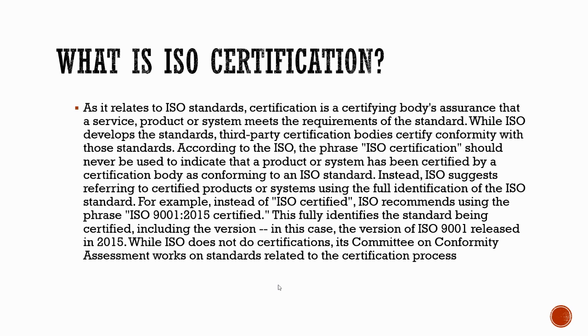Instead, ISO suggests referring to certified products or systems using the full identification of the ISO standard. For example, instead of ISO certified, ISO recommends using the phrase ISO 9001:2015 certified. This fully identifies the standard being certified, including the version. In this case, the version of ISO 9001 released in 2015. While ISO does not do certifications, its Committee on Conformity Assessment works on standards related to the certification process.